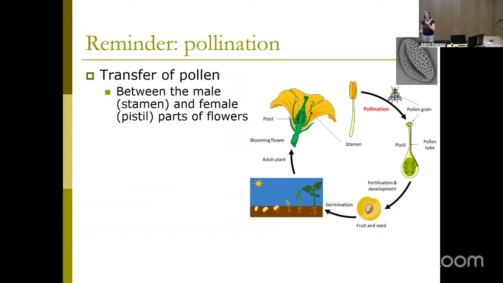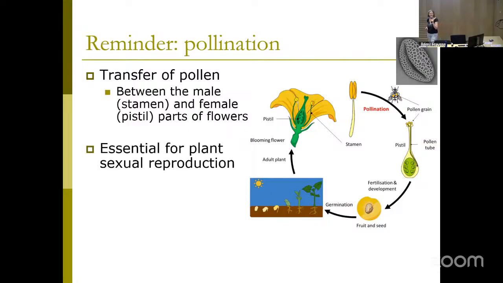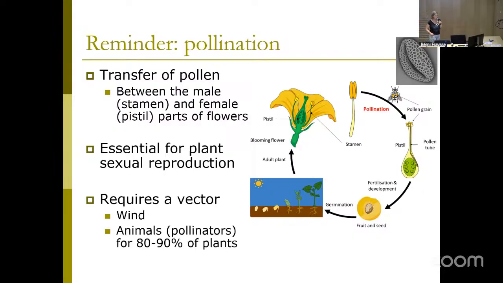I'll start with a reminder. No offense meant. I'm sure you all know what pollination is, but I want to make sure we're on the same page. So pollination is the transfer of pollen, which is the life form in plants that produces the male sexual gametes. And it's a transfer of pollen between the male part of flowers, stamens, and the female part, pistils. And this is really essential for the sexual reproduction of plants because pollen cannot move by itself. So it has to be transported by a vector.